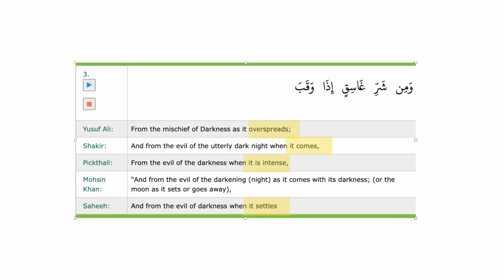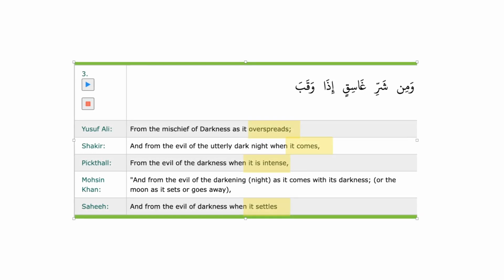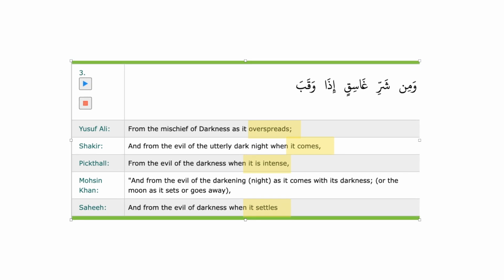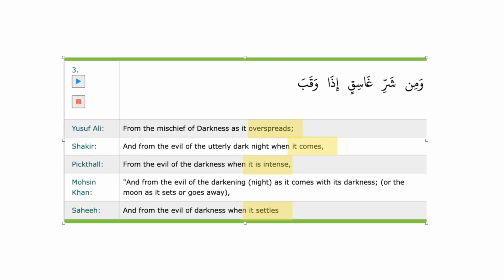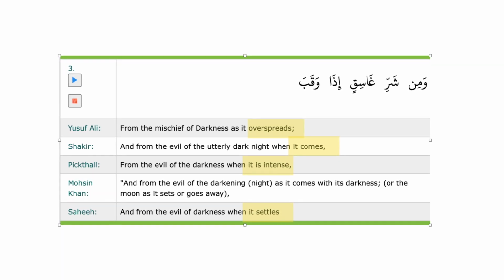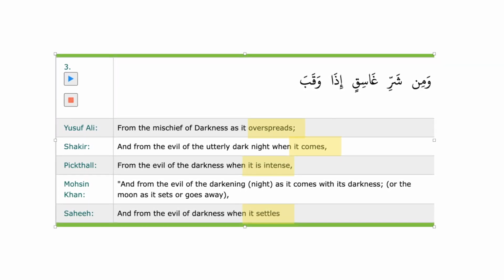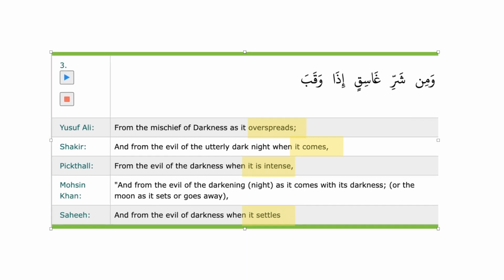Let's review tense by sense. We have seen patterns of verbs. A pattern of a verb expresses a tense and a pronoun. وَمِن شَرِّ غَاسِقٍ إِذَا وَقَبَ. From the mischief of darkness as it overspreads. وَقَب means it overspreaded. Definitely a past tense. None of the great translators used past tense for this word.